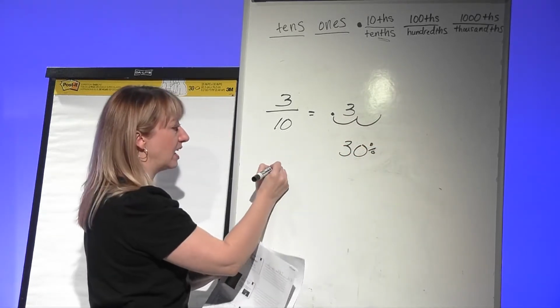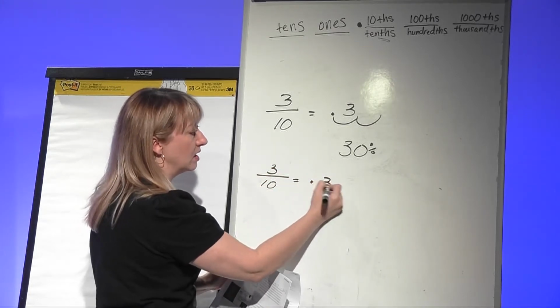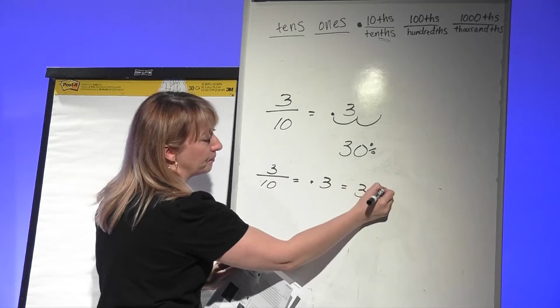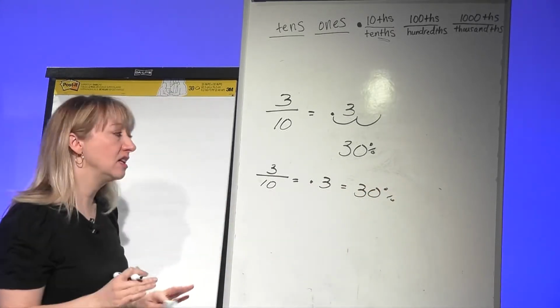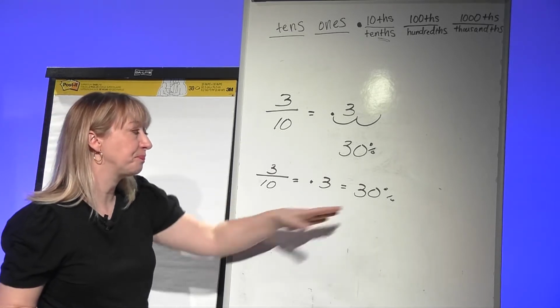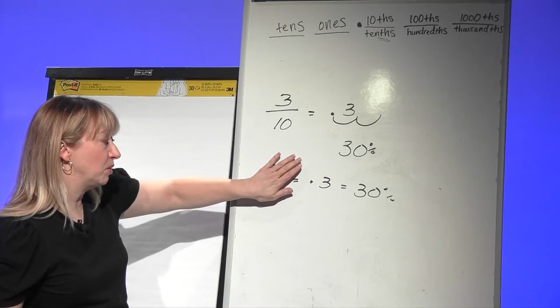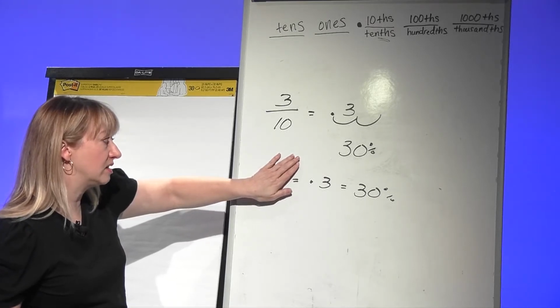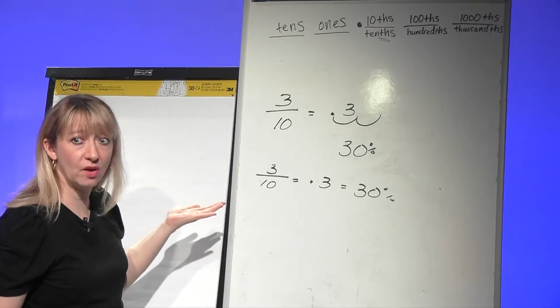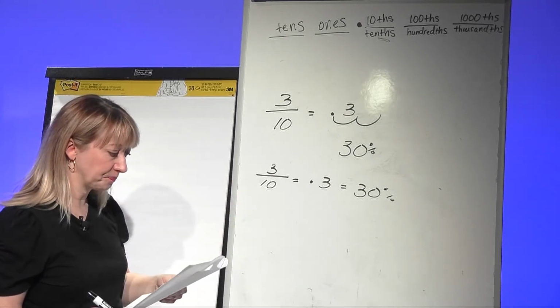So you want to recognize that 3/10 is the same thing as 0.3, and that's the same thing as 30%. Those mean exactly the same thing. It's just that one is a fraction, one is a decimal, and one is a percentage. So if you have to go from decimal to percent, you know how to do that. If it starts out as a fraction, you still know how to do that because you know 3/10 is the same thing as 0.3.